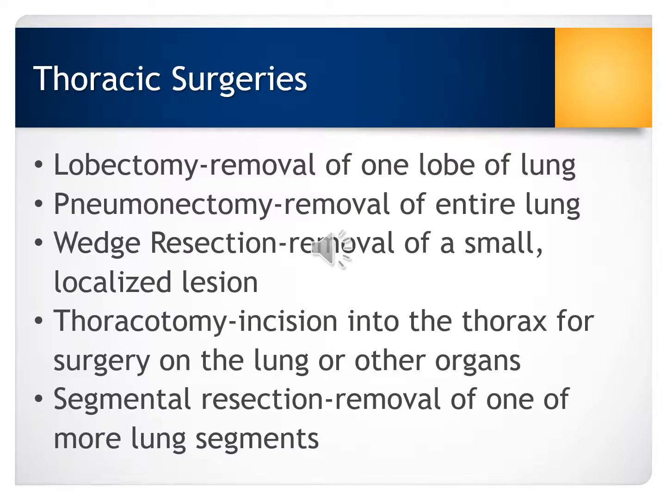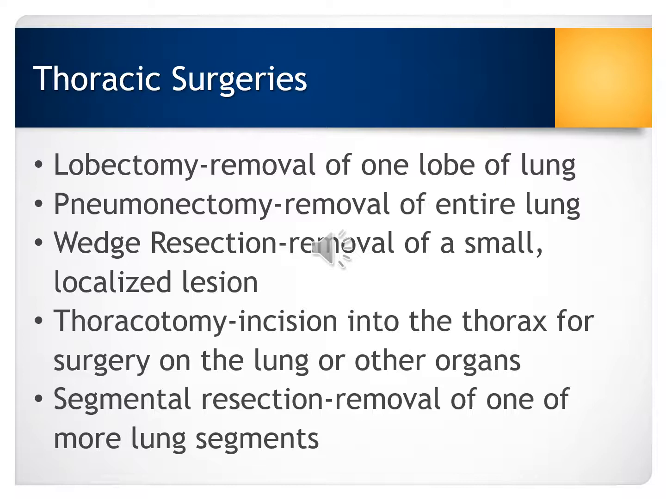There are a variety of different types of thoracic surgeries that a patient can have. A lobectomy would be removal of one lobe of the lung. Oftentimes that's done on patients with lung cancer, tuberculosis, lung tumors, or other fungal type infections. A pneumonectomy is removal of the entire lung, and most often that's done for lung cancer. Wedge resection is removal of a small localized lesion that is usually only a small portion of the lung, so that can be done for biopsies or for small nodules.